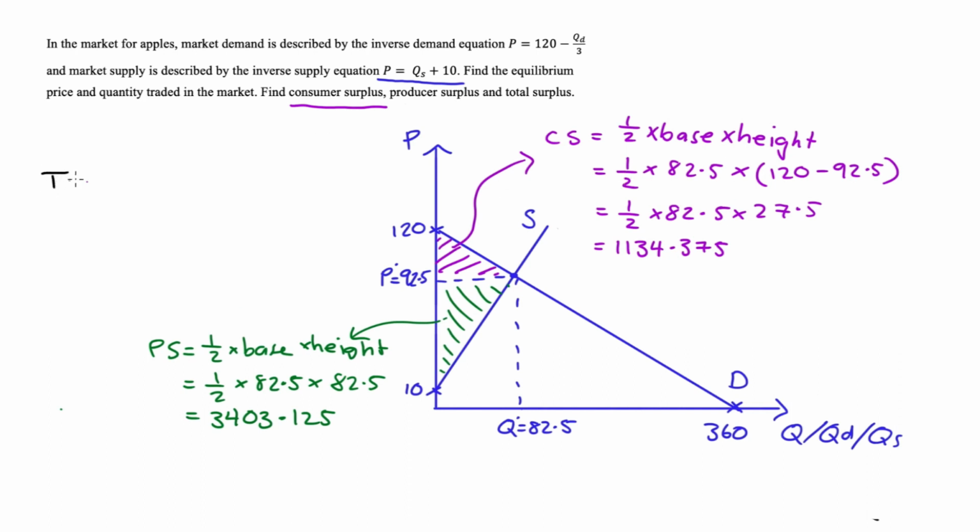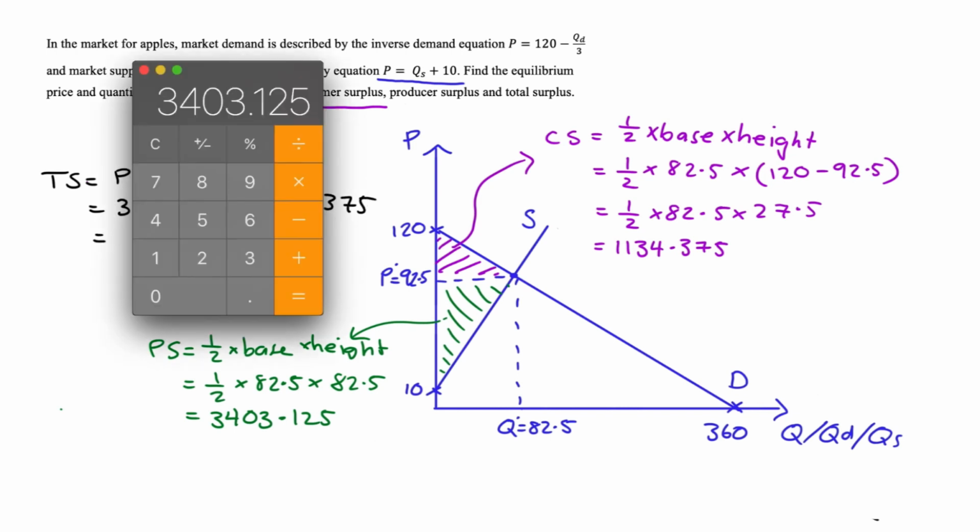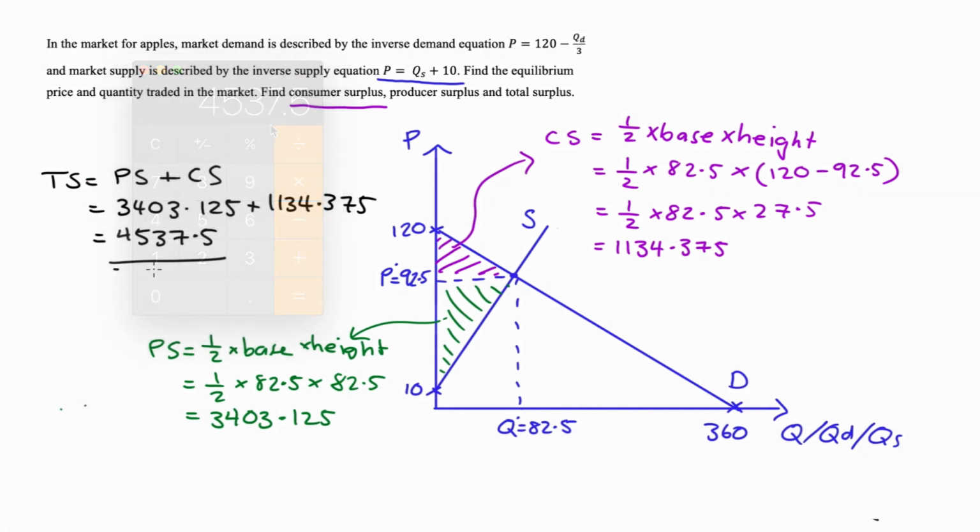Our total surplus is just going to be, in this market, producer surplus plus consumer surplus. So 3403.125, that's producer surplus, plus 1134.375. So I get 4537.5, and that's our total surplus.